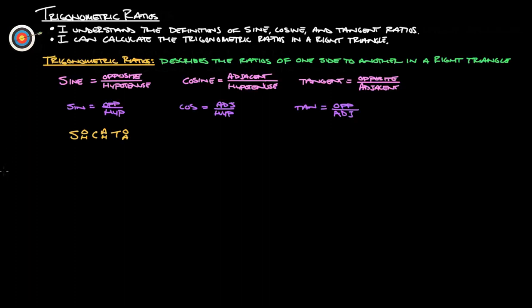Okay, so first we need to know what trigonometric ratios are, or trig ratios. Trig ratios describe the ratios of one side to another in a right triangle. There's three different main trig ratios that we like to use. Sine compares the length of the opposite side over the hypotenuse. Cosine is the adjacent over hypotenuse. Tangent is the opposite over adjacent.